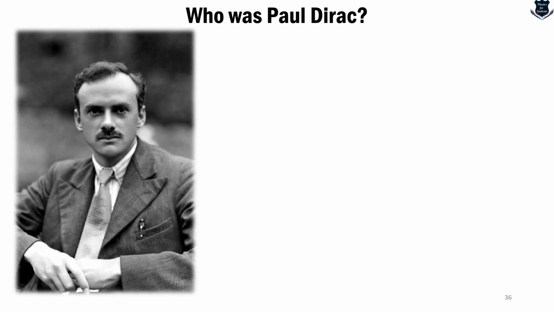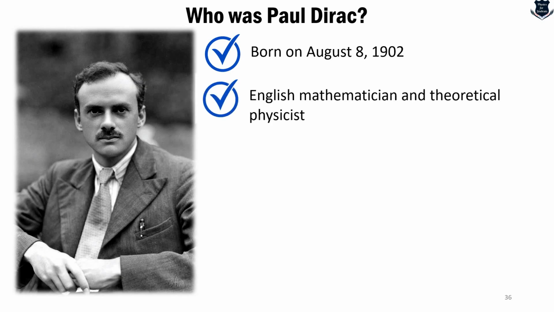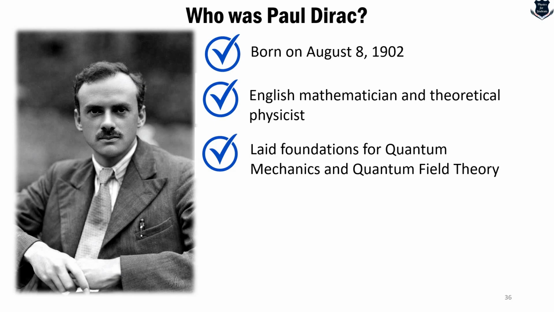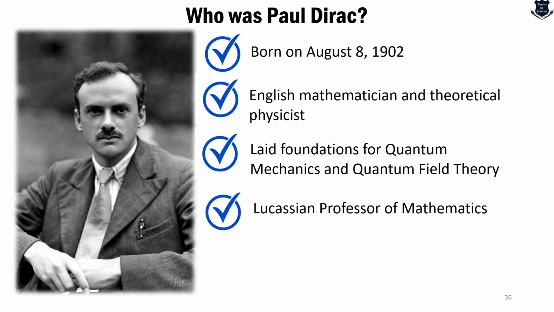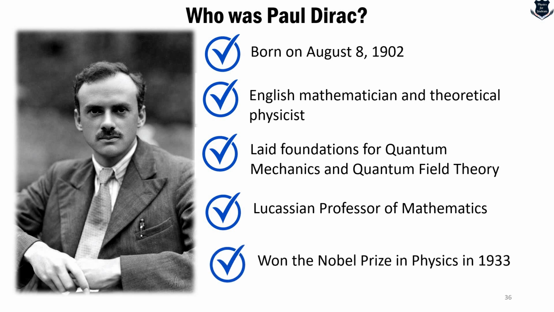So Paul Adrian Maurice Dirac was an English mathematical and theoretical physicist, born on 8th of August 1902, who is considered to be one of the founders of quantum mechanics. Dirac laid the foundation for quantum mechanics, quantum electrodynamics and quantum field theory. He was the Lucasian Professor of Mathematics, the chair once held by Stephen Hawking and Isaac Newton at the University of Cambridge, a Professor of Physics at Florida State University, and a 1933 Nobel Prize in Physics recipient.